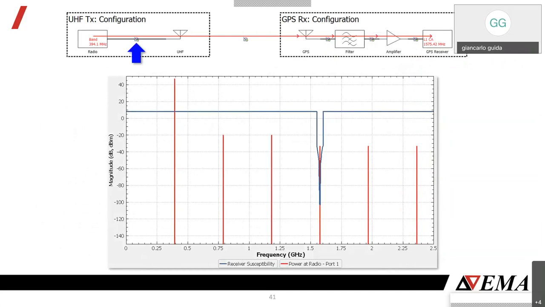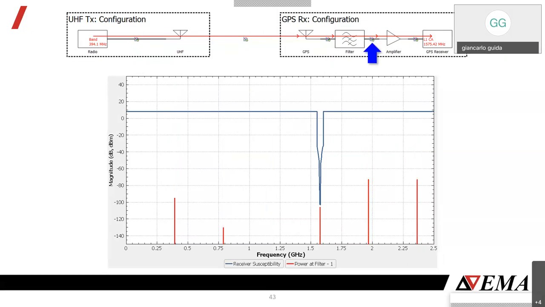You see that the fourth harmonic falls in the receiving band of the receiver, and the power of the fourth harmonic at the transmitter is larger than the sensitivity. So when we look at what has been received before the filter, due to the path loss and the antenna coupling, the fourth harmonic does not fall in the band anymore. So we are happy with what happened before the filter. And after the filter, we are even happier. There is no problem after the filter because of the attenuation introduced by the antenna-to-antenna coupling and the attenuation due to the filter. The received power is well below the sensitivity of the receiver. So we are happy with this.